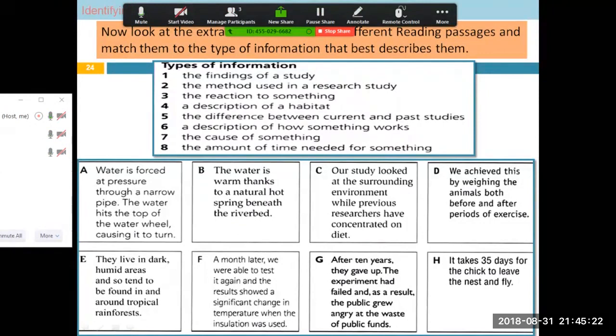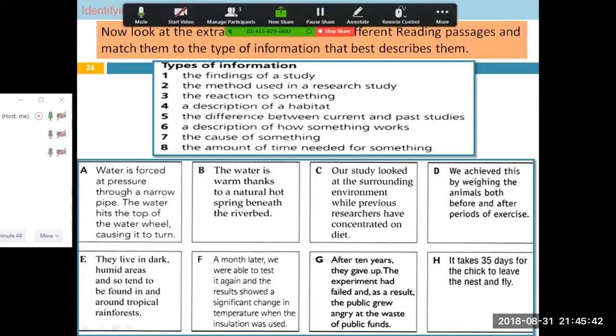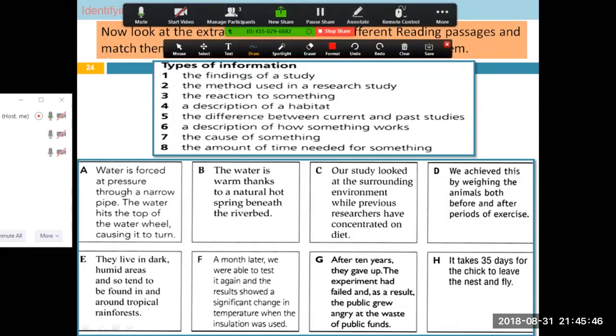Water is forced at pressure through a narrow pipe. The water hits the top of the water wheel, causing it to turn. Okay, so what is this? Water is forced at a pressure through a narrow pipe. The water hits the top of the water wheel, causing it to turn. So now I will keep asking you one by one, and you will tell me, is it a possible answer or not? Is it a finding of a study? What do you think?